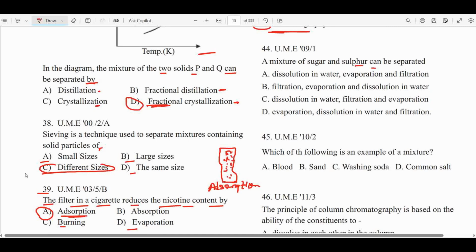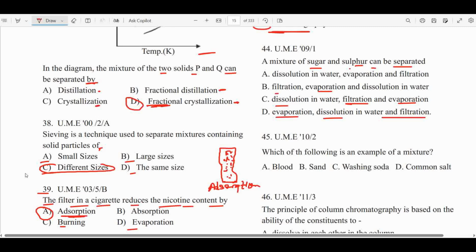A mixture of sugar and sulfur can be separated by what method? Question 44. So you have dissolution in water, evaporation and filtration. Filtration, evaporation and dissolution in water. Dissolution in water, filtration and evaporation. Evaporation, dissolution of water and filtration. What is dissolving in this case?